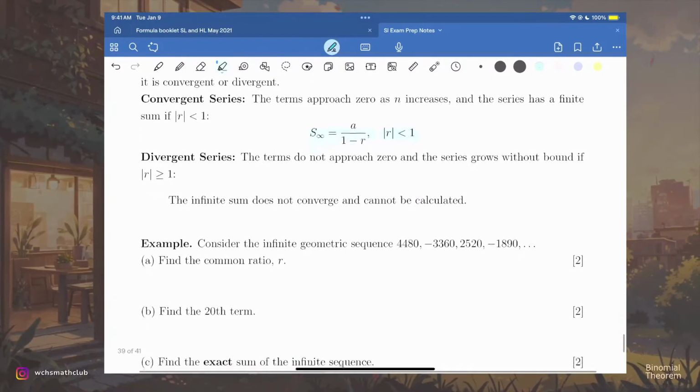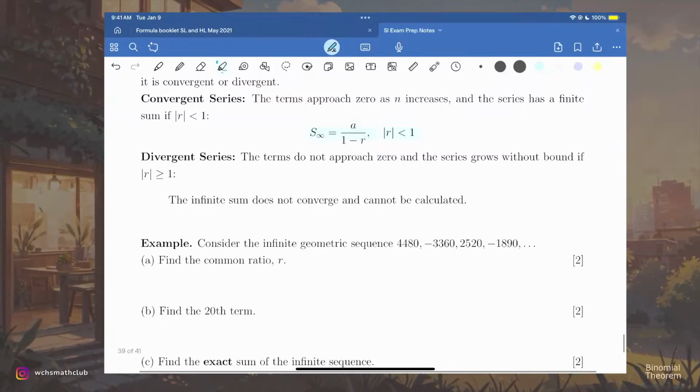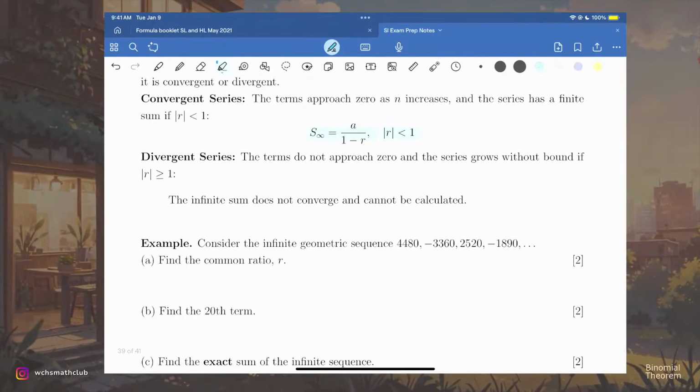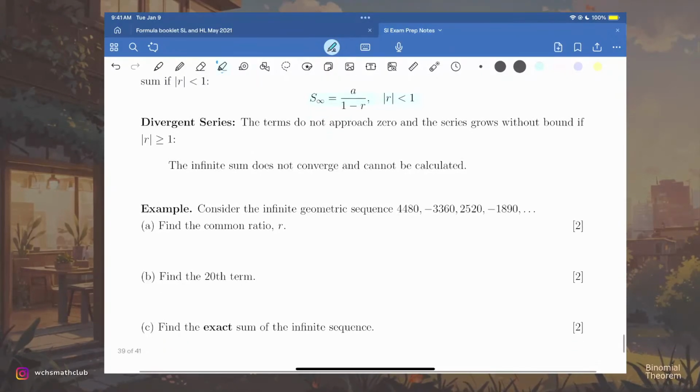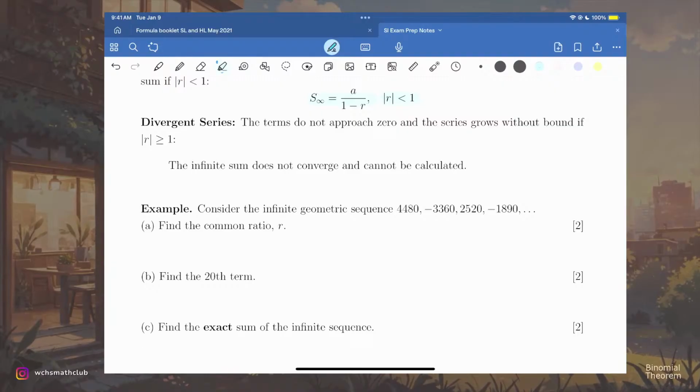And for a divergent series, the terms do not approach 0 as they increase, and the series grows without bound. So for this one, the absolute value of r is usually greater than or equal to 1. And the infinite sum does not converge and cannot be calculated because the terms get infinitely big.